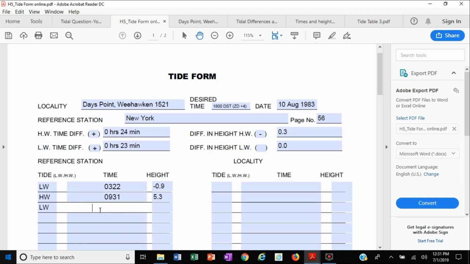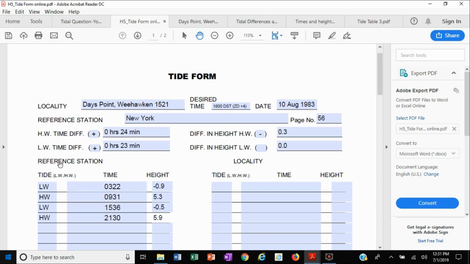And the time is 1536. And that has a height of negative 0.5. And our last one, high water, is at 2130. And our height is at 5.9 feet. Okay, so now we have the reference stations.